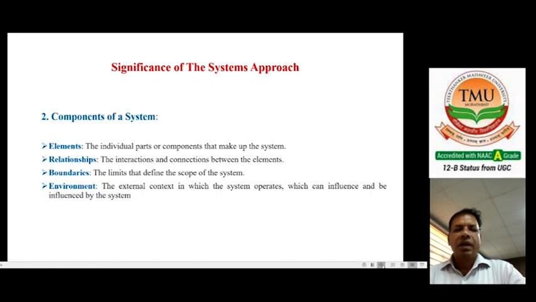Then we come to the components of the system approach. Elements are the individual parts or components that make up the system. Relationships are the interactions and connections between the elements. Boundary is the limit that defines the scope of the system. Environment is the external context in which the system operates, which can influence and be influenced by the system. This is a very important part.